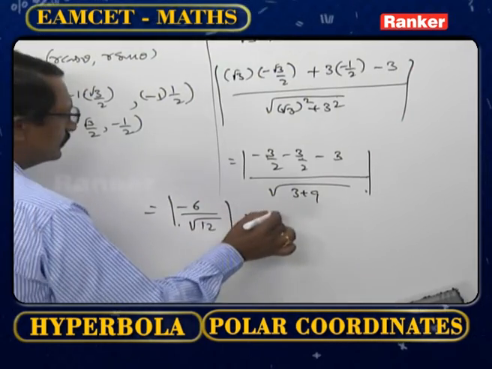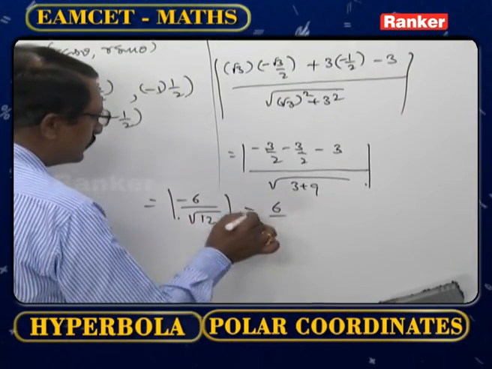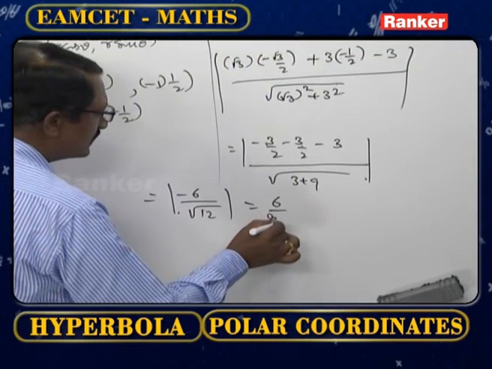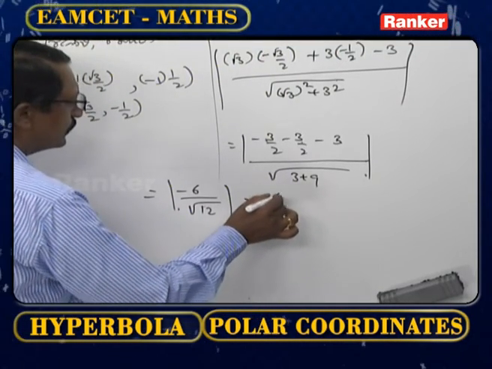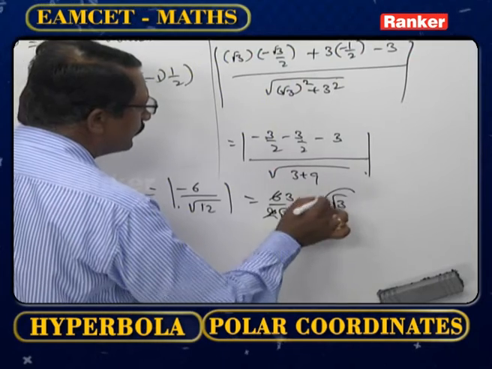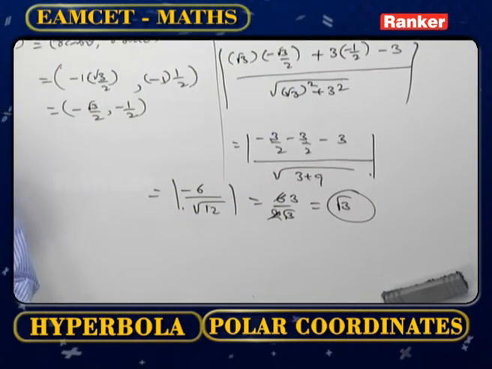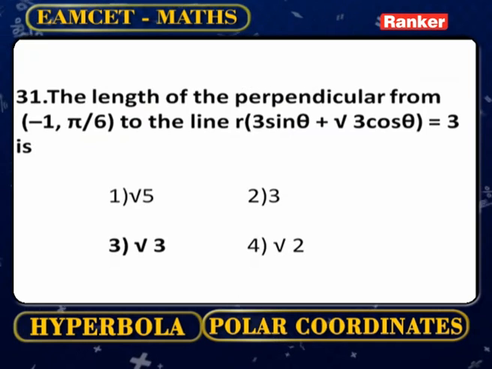Now that equals, always perpendicular distance is positive. Now 6 by root 12, root 12 can be written as 2 root 3. Now 3 cancels, 3 by root 3 equals root 3. Now the perpendicular distance, or length of the perpendicular from the given point to the given line, equals root 3, third option.